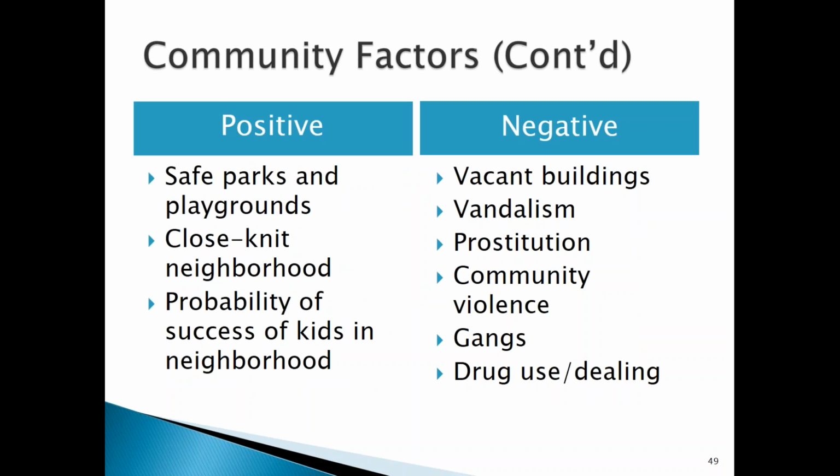And so these community factors can be positive or negative. Some of the positive ones are things like, is there access to safe parks and playgrounds? Is it a close-knit neighborhood? What do you think the probability of success of kids in the neighborhood is going to be? The more negative factors are things like how many vacant buildings are in the neighborhood? Is there vandalism? Is there prostitution? Questions on community violence? Are there gangs in the area? Are they exposed to drug use or drug dealing?